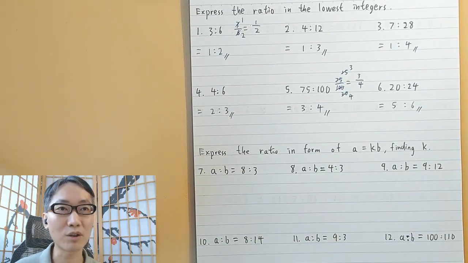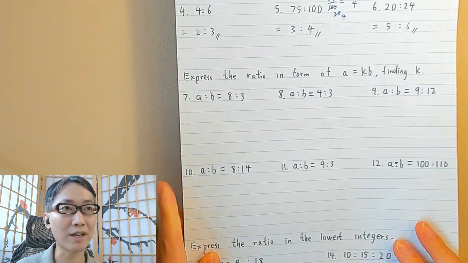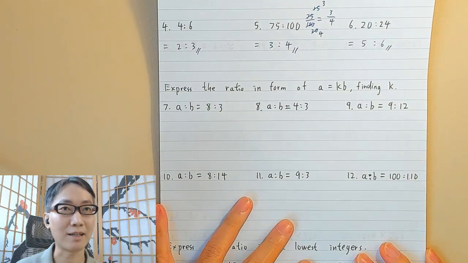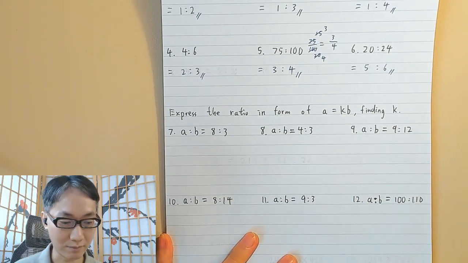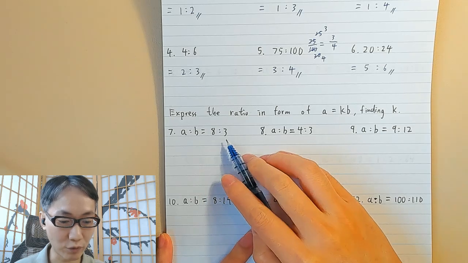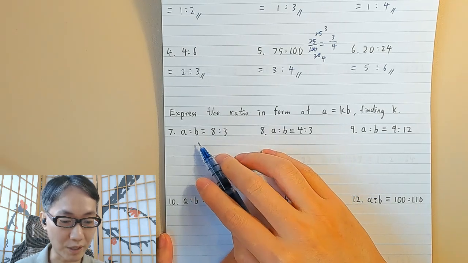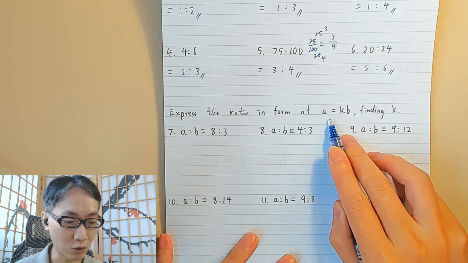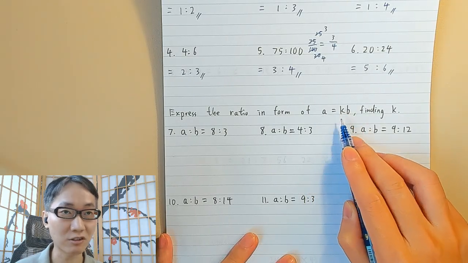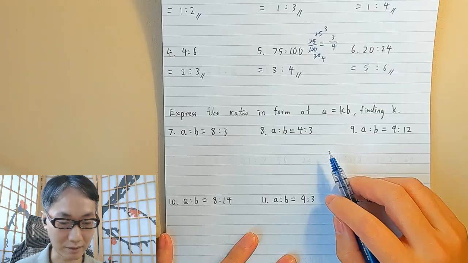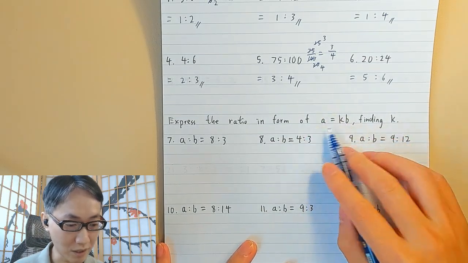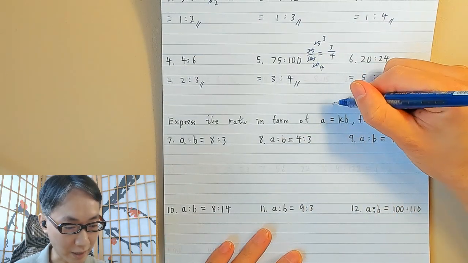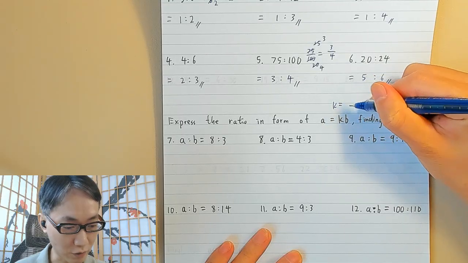Next one, express the ratio in the form of A equals to KB, finding K. Okay. If you express this A to B in this form, finding K, we'll keep A and B, but then K has to be a value. So in here we can see that K is equals to A over B.